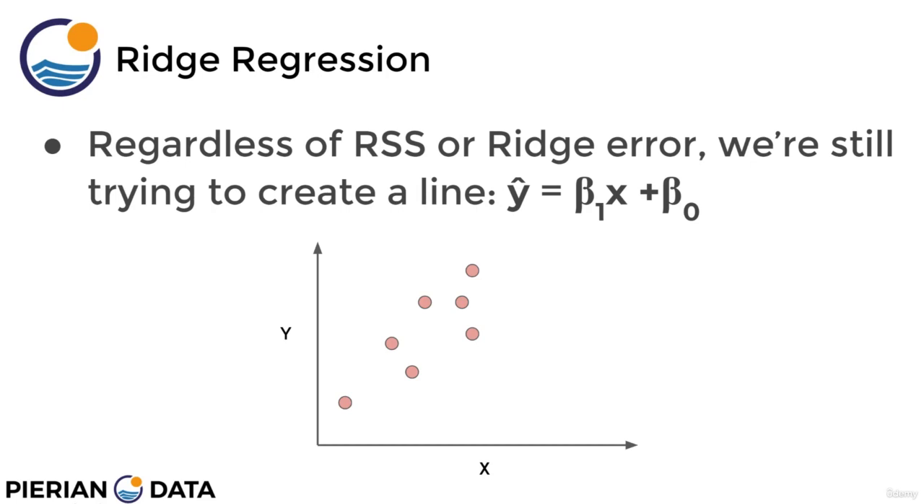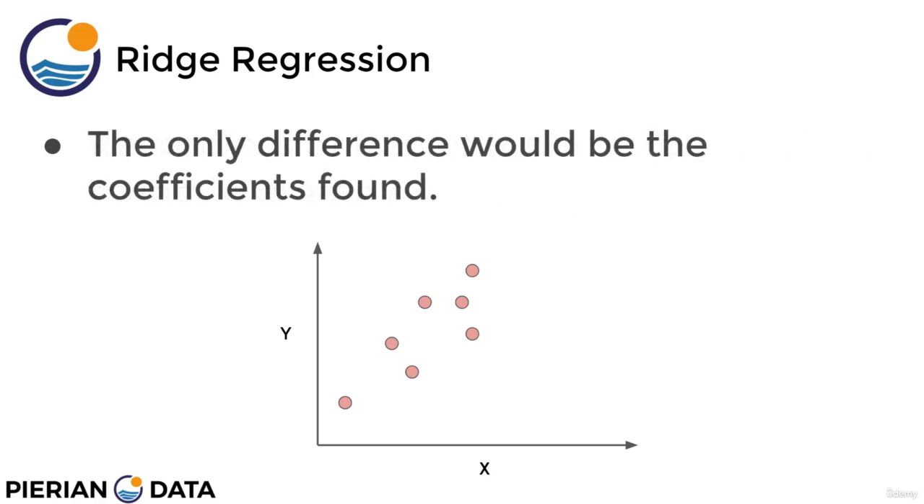And regardless of whether we're using RSS or the ridge regression shrinkage penalty error, we're still at the end of the day trying to create a line. And that line, regardless of what error you're actually trying to minimize, will look the same. It's going to be two coefficients, one for the y-intercept and one that is directly related to your feature. So I just want to make that clear that using ridge regression doesn't actually change the formula of the line. It just changes what you are trying to minimize. So again, the only difference would be the actual coefficients found, not the actual formula.